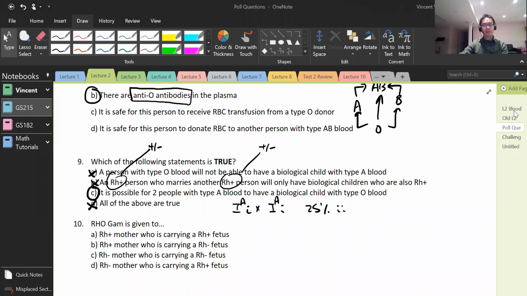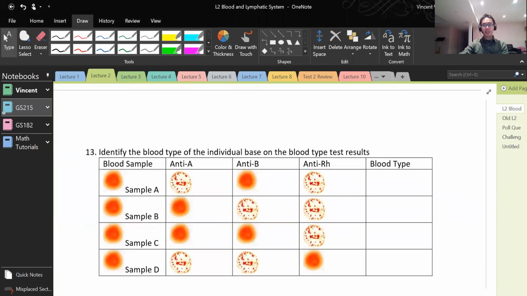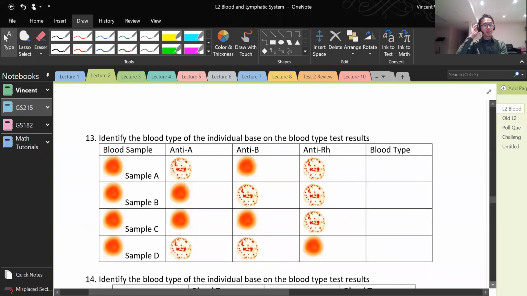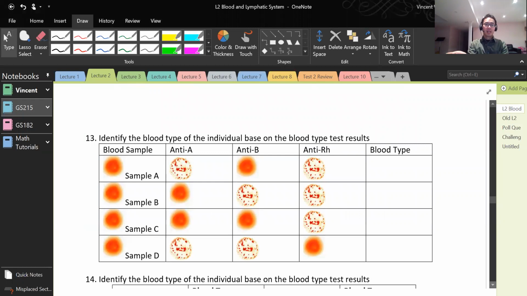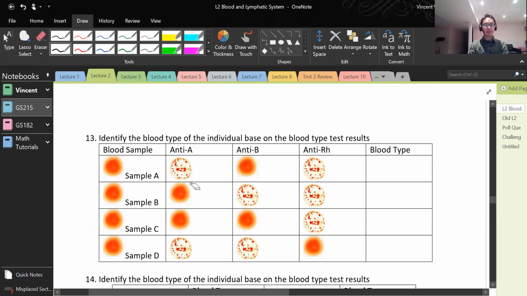All right, good stuff. So here, this is the experiment that we would have done if we were doing this in person. You're going to have some antibodies, and you're going to add simulated blood to it, and you're going to figure out the blood type. If you take the blood sample and mix it with anti-A antibodies, and you can see all these little flaky bits, that is a sign of agglutination. Agglutination is just a fancy word for clumping.